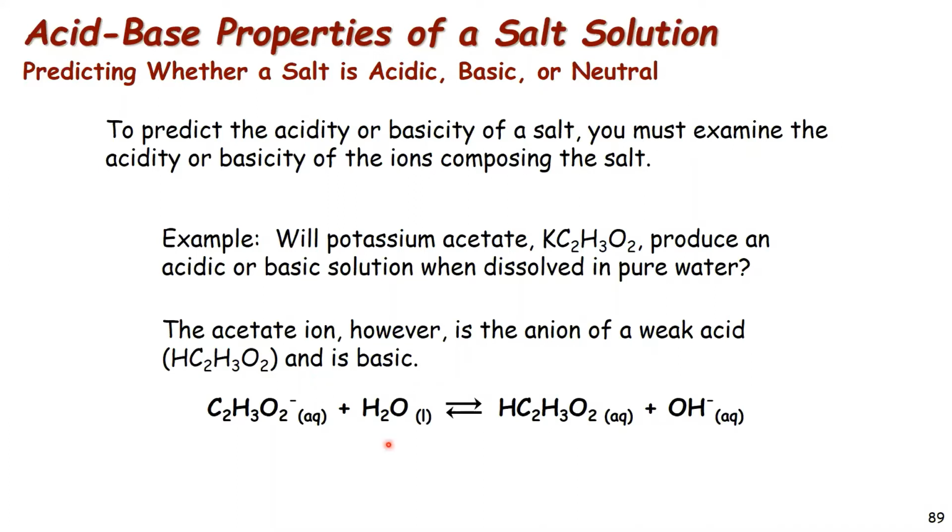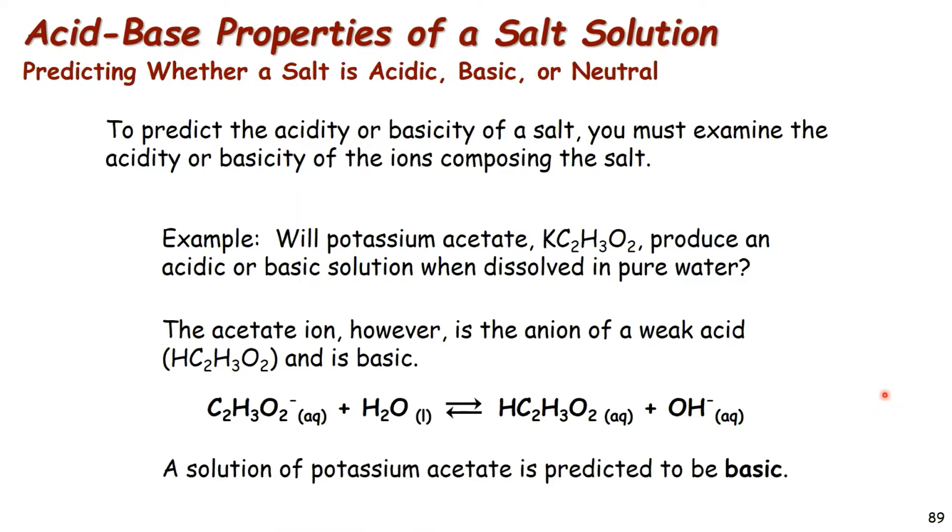Okay, so again, we have the conjugate base of a weak acid. It will accept a proton from water, forming a weak acid, right, the acetic acid, and so it is increasing the hydroxide ion concentration, and thus this solution will be basic. Okay, does that make sense?